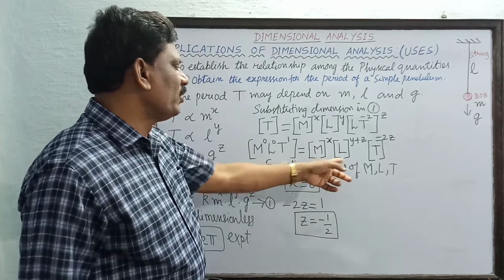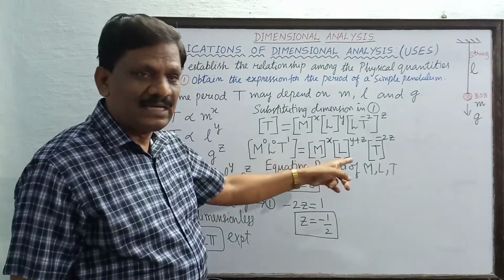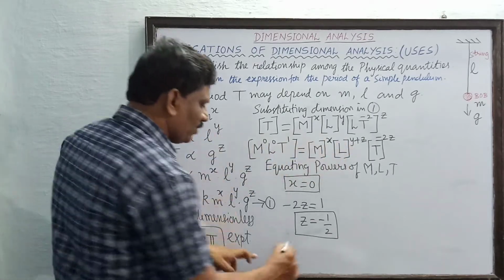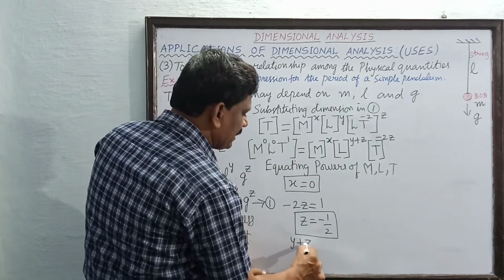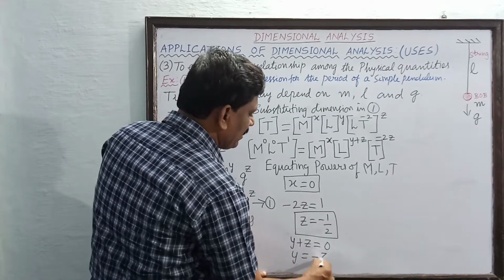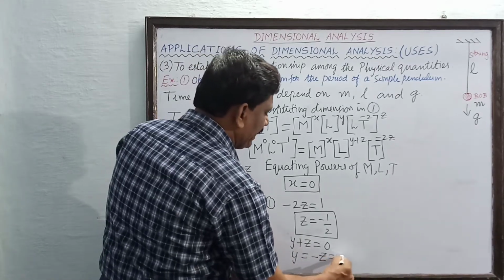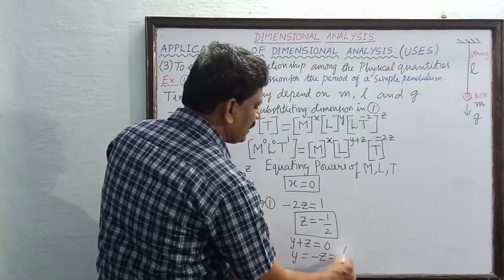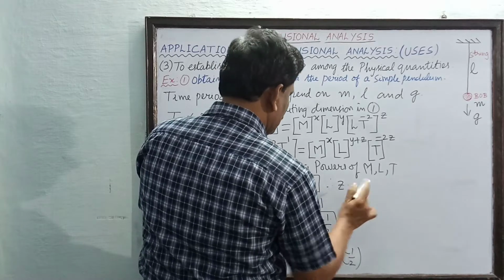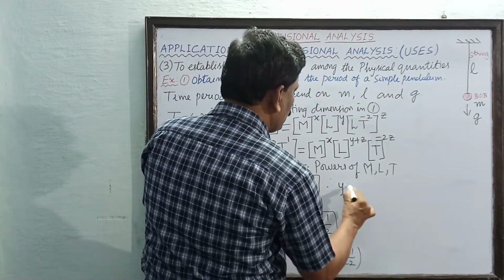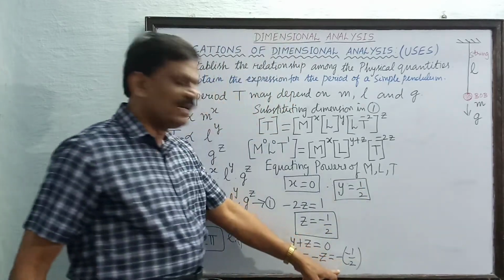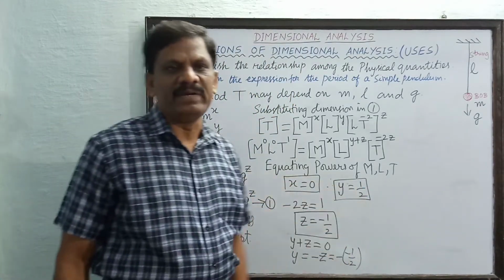So for the middle term I am going to take L and L comparison, is it not? So y plus z is equal to 0. So y plus z is equal to 0 or y is equal to minus of z. So that is equal to minus of minus 1 by 2. Therefore y is equal to plus 1 by 2. Y is equal to minus of z, minus of minus 1 by 2 is what? Plus 1 by 2.